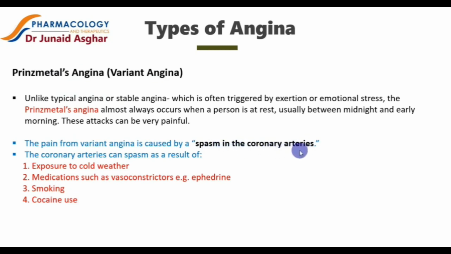So spasm in the coronary arteries could be triggered by any of these factors, such as exposure to cold weather, certain medications like ephedrine, smoking, cocaine use. All these can lead to constriction of the coronary arteries, and when there is constriction or spasm of the coronary arteries, there is a restriction in the blood supply to the myocardium, which is called angina. So in short, Prinzmetal angina is not due to a coronary blockade, but due to the constriction of coronary arteries, and this can even happen at rest.